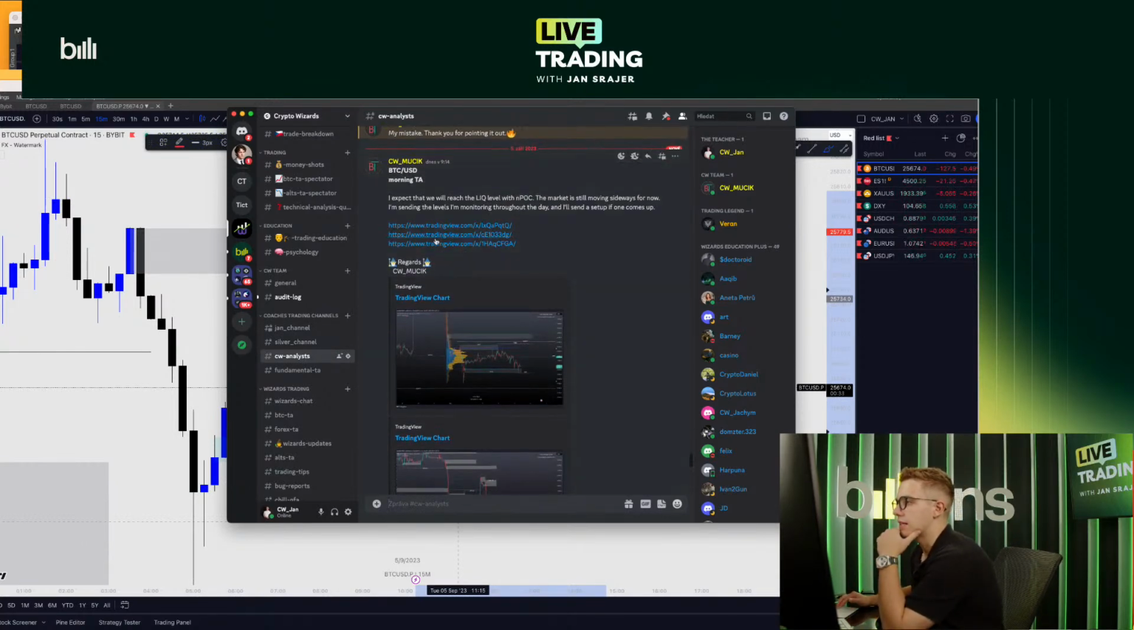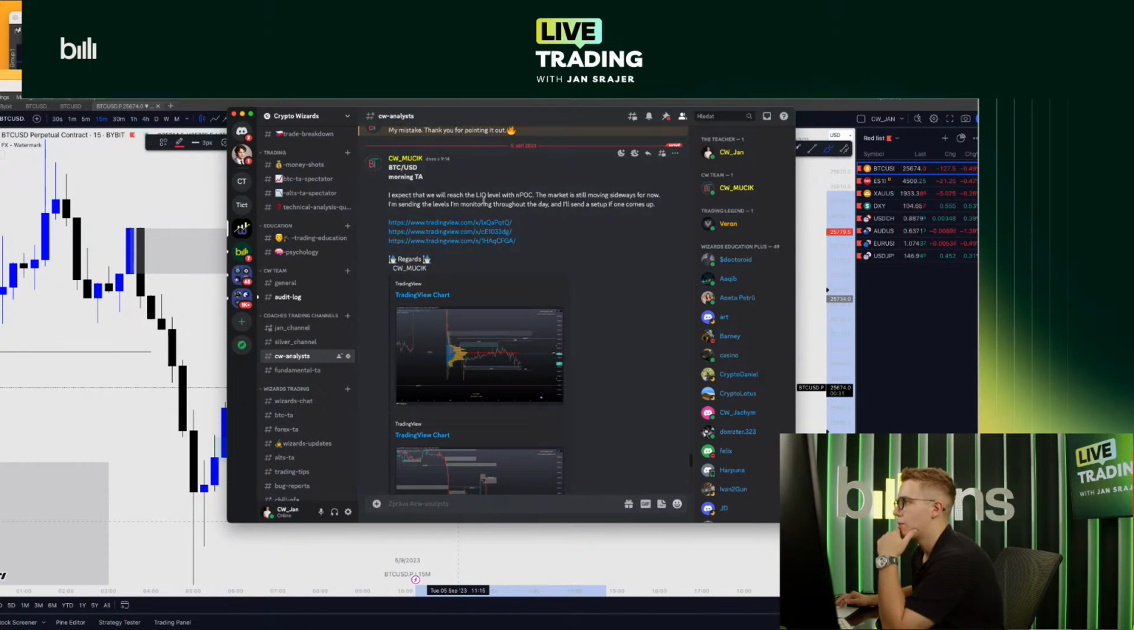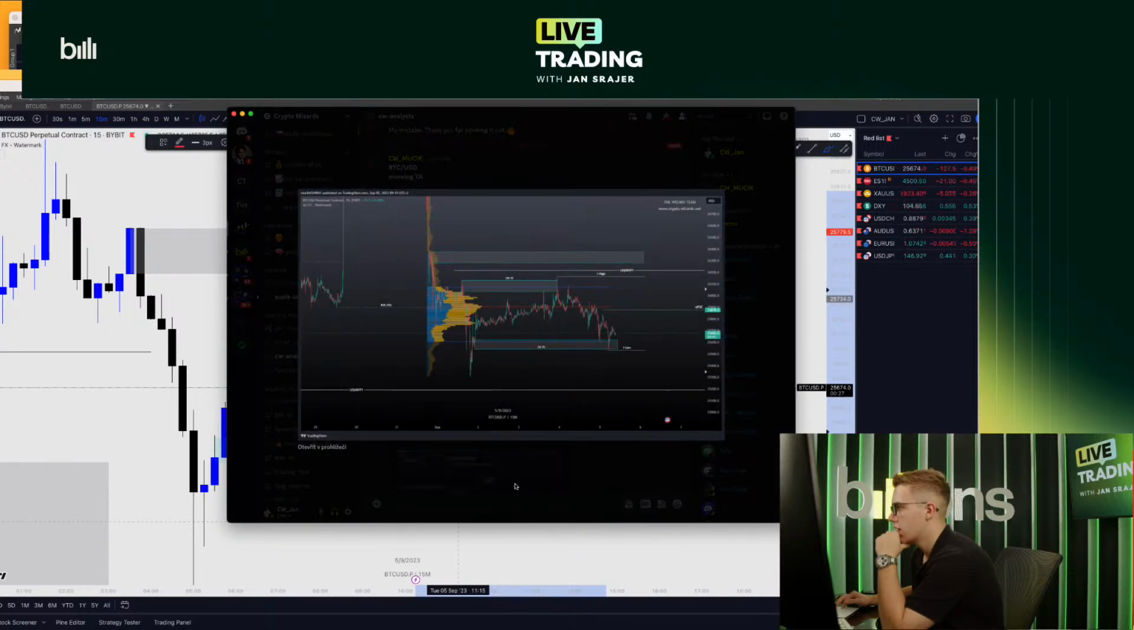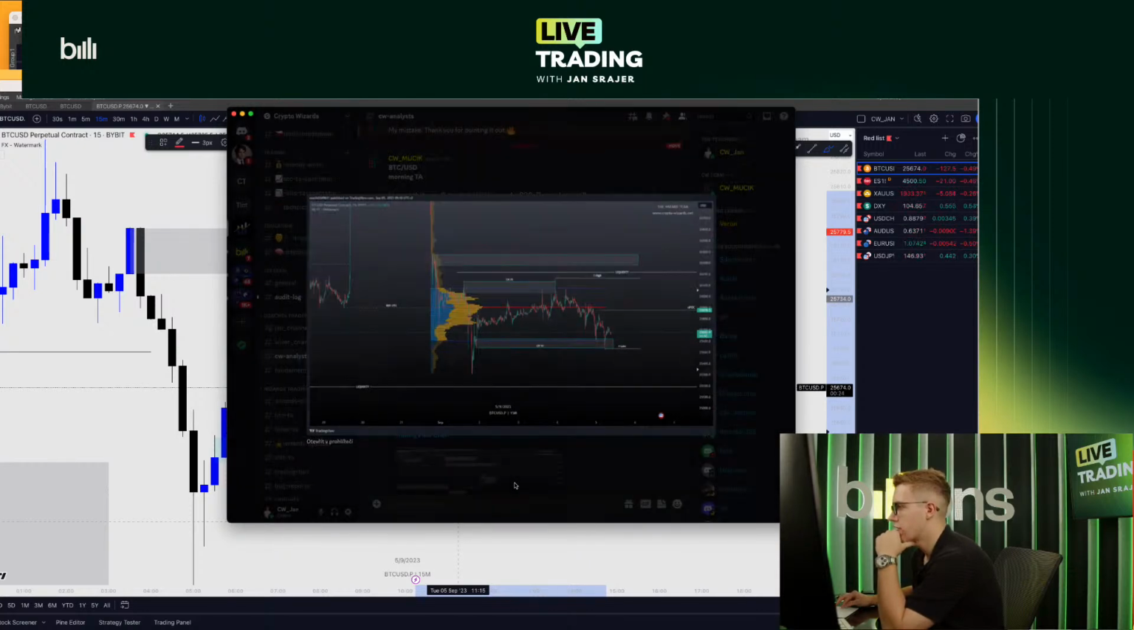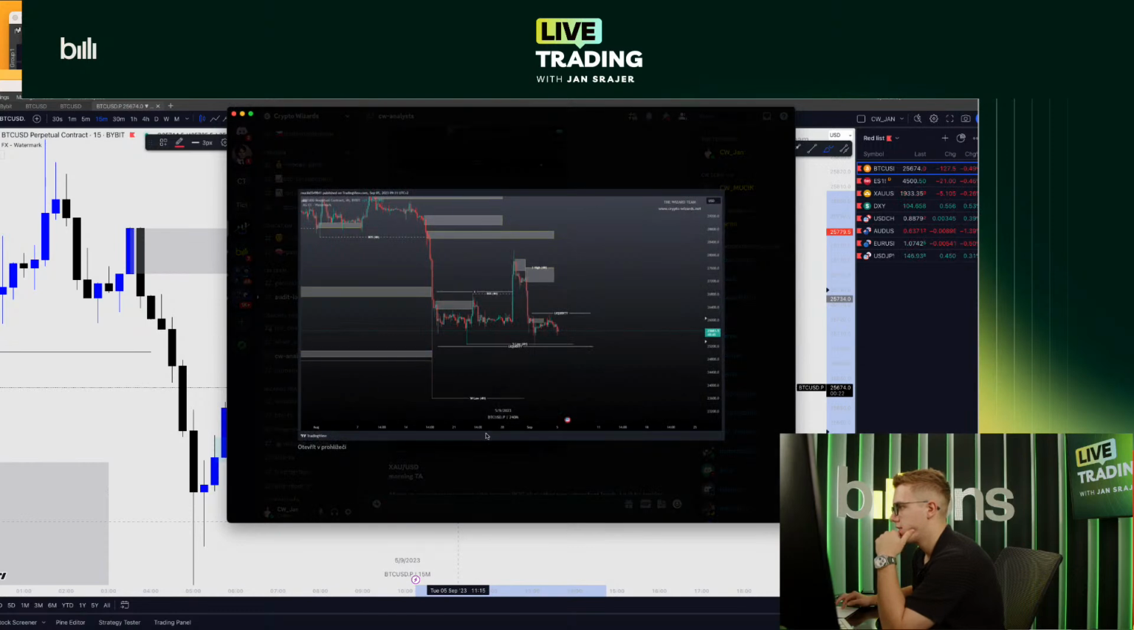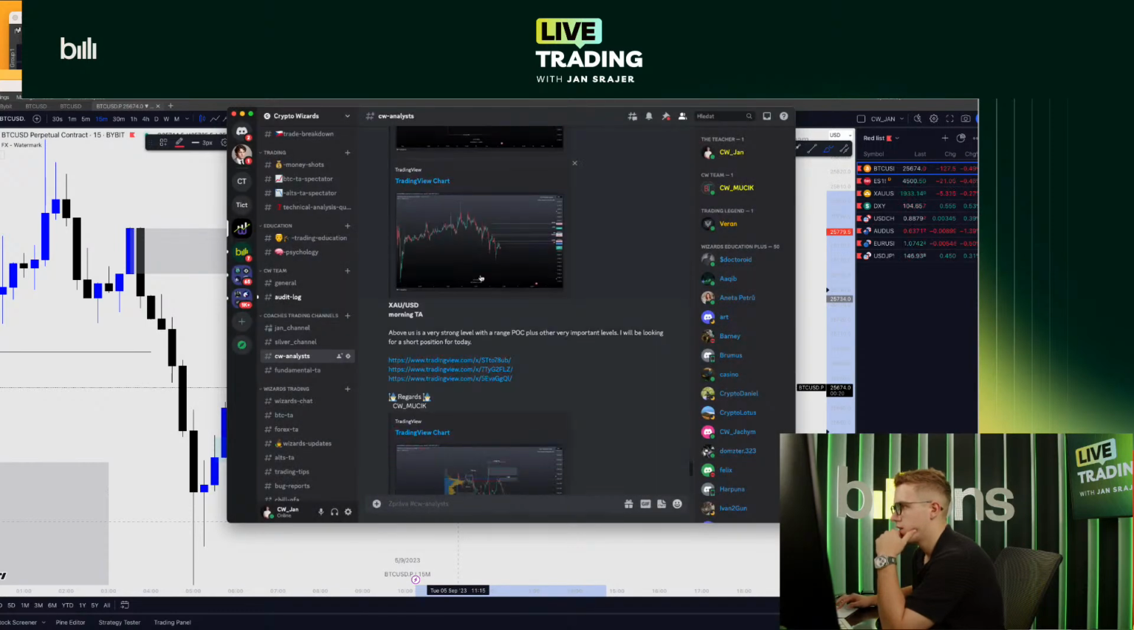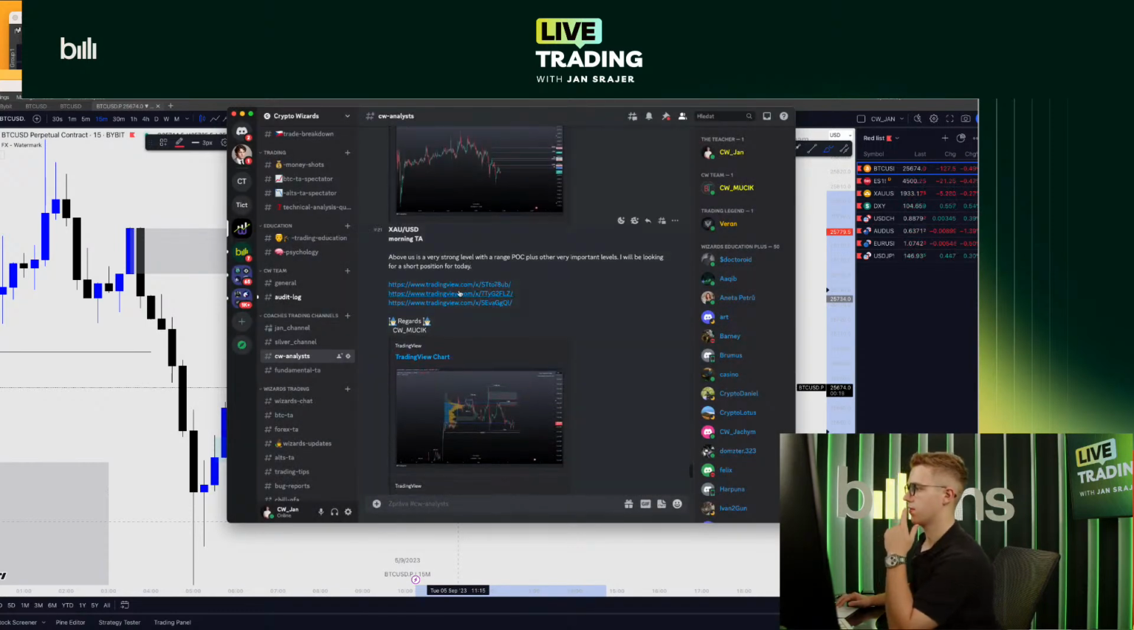Let's check what Mutsik is saying here. I expect that we will reach the liquidity level with naked POC. The market is still moving sideways for now. Liquidity level, that is all above us. Plenty of liquidity below.